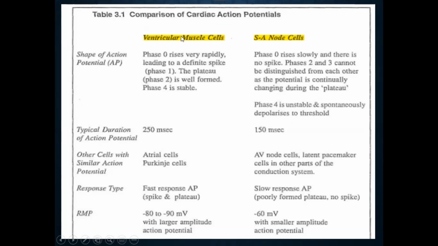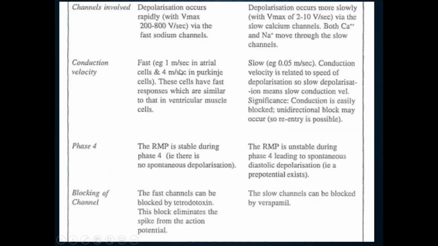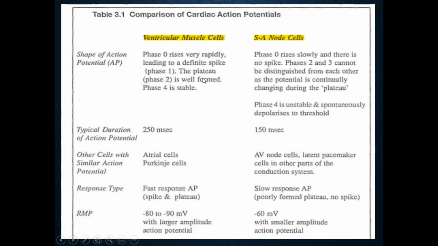RMP, ventricular muscle cell, is more negative. I'm reiterating many times so you can remember. SAN or pacemaker is -60. Duration, ventricular muscle 250 to 150. Then the phase 4, sorry, not phase 4, the phase 2. Phase 2 is not present.